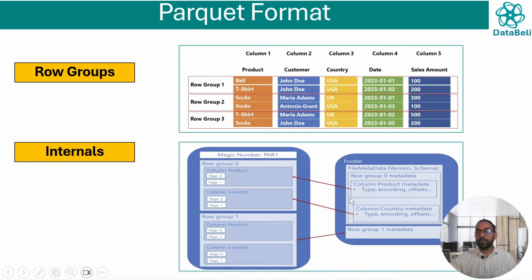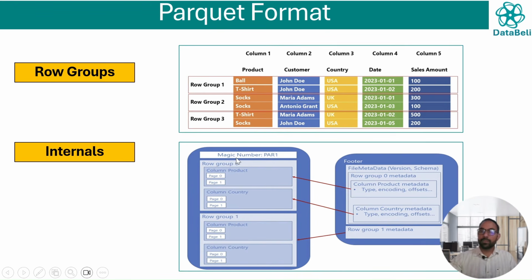So it stores the metadata about the row groups and the data. It stores their type, their encoding, their offsets, and those kinds of things. Along with this, the footer also contains the profiling details, like what is the minimum value of the column, what is the maximum value of the column, how many nulls are there or not. Those kinds of details are also stored within the footer.